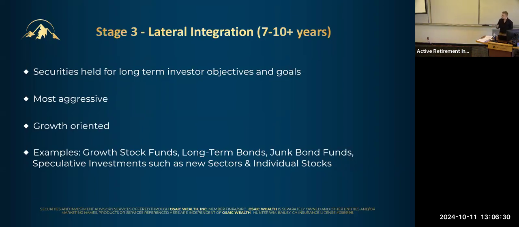That's our growth-oriented assets, stock funds, longer-term bonds, maybe a little bit, not too much of those, but sometimes if we're in, say, a high interest rate environment and we have those longer-term bonds, if rates start to fall, we can actually see a decent amount of capital appreciation from that. Junk bonds too, and speculative investments like individual stocks, new sectors, and that sort of thing.